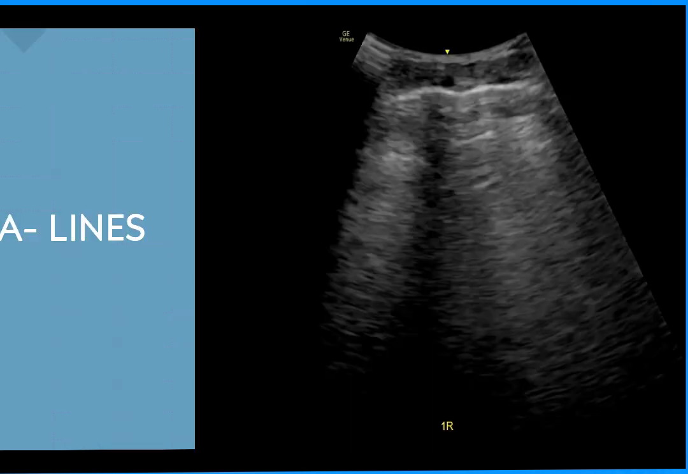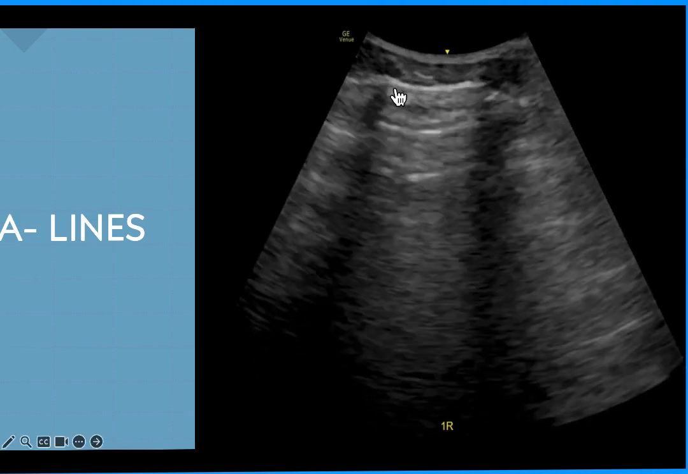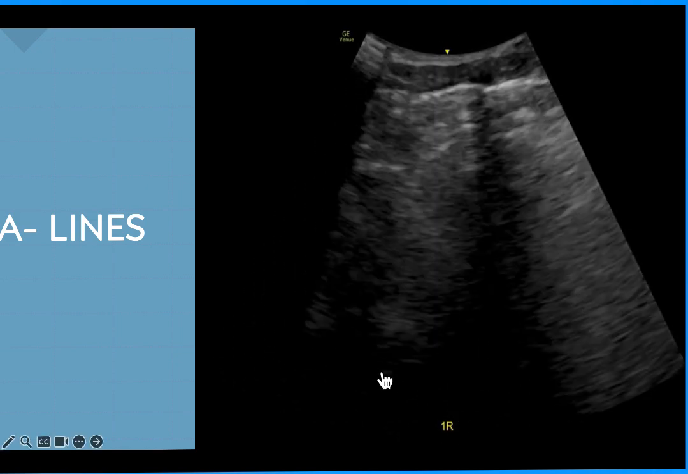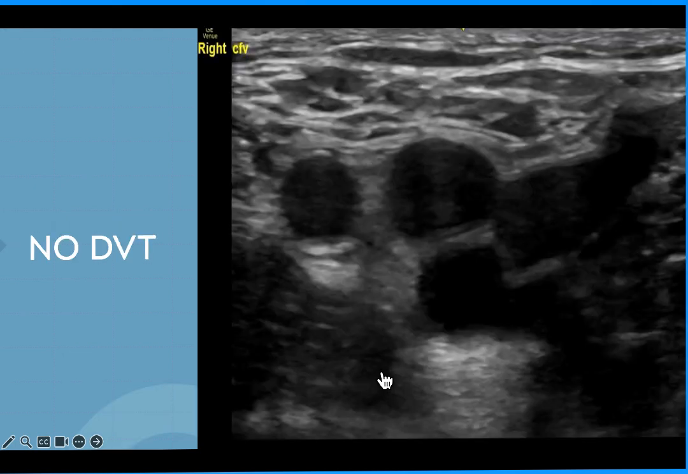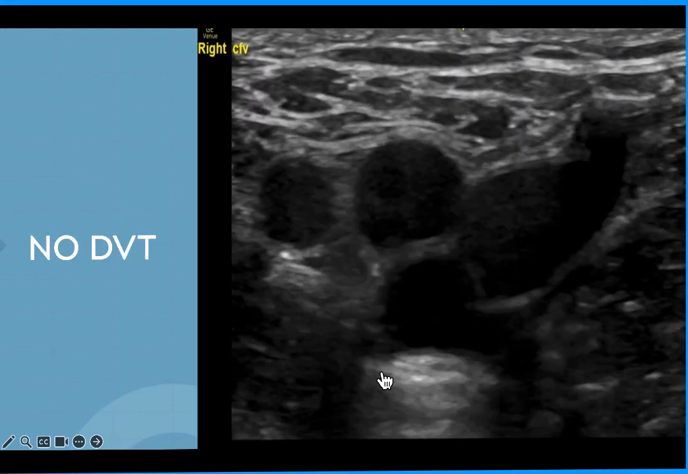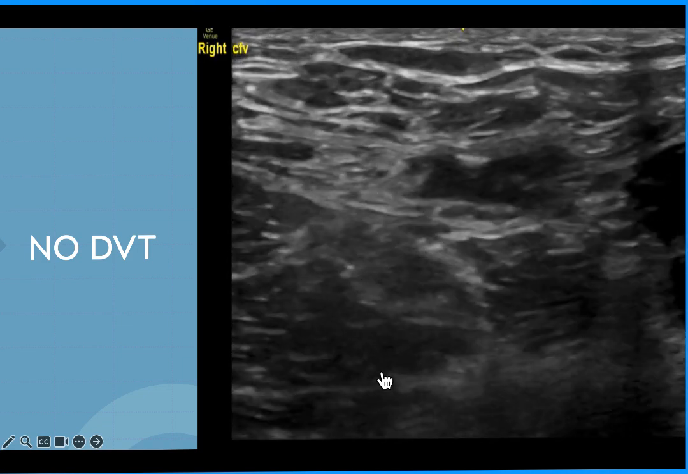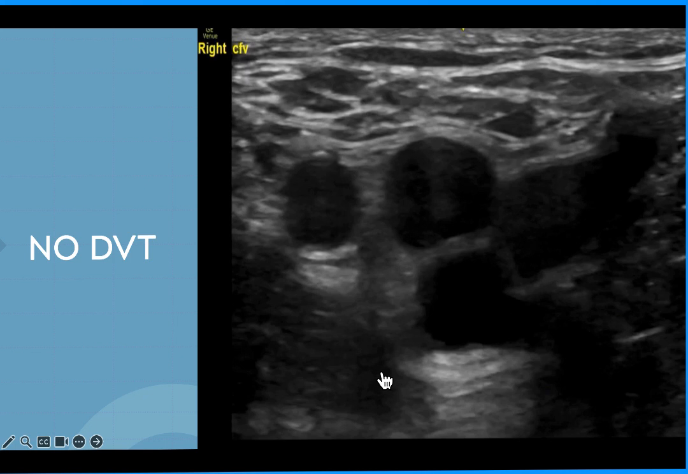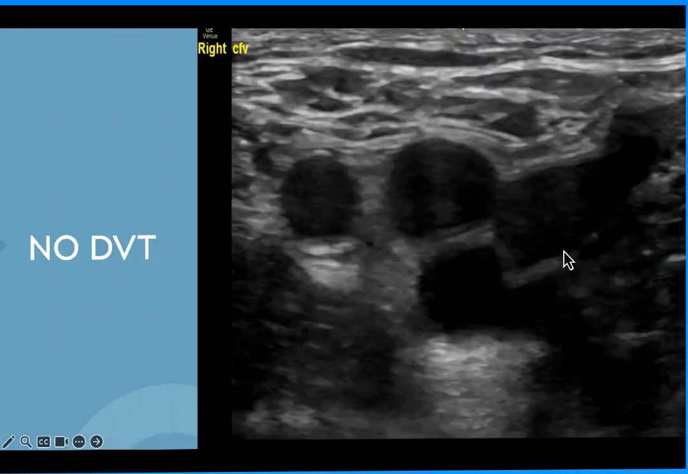So again, this is another example of A-lines. We're seeing lung sliding and that reverberation artifact. We're seeing rib and rib shadow, rib and rib shadow. However, in this patient, we're doing the DVT scan. You compress so well and so hard that both the arteries and the veins completely collapse. They're touching. So this patient has no DVT.